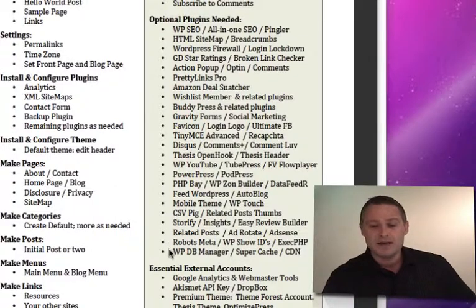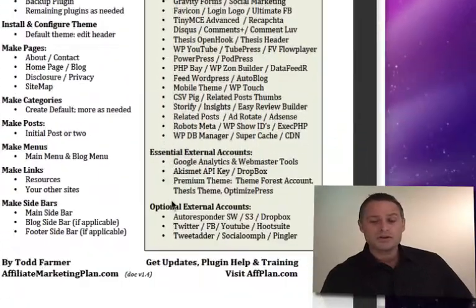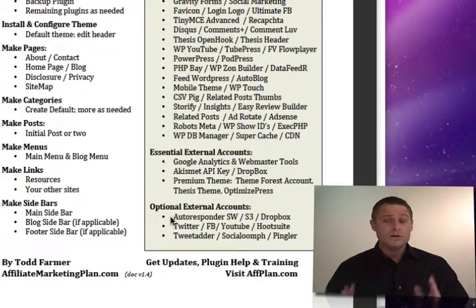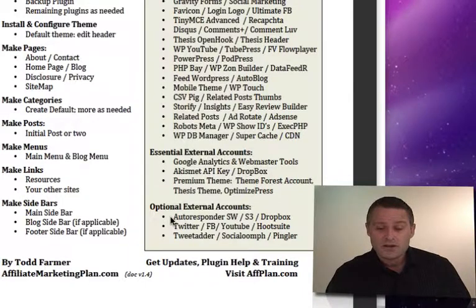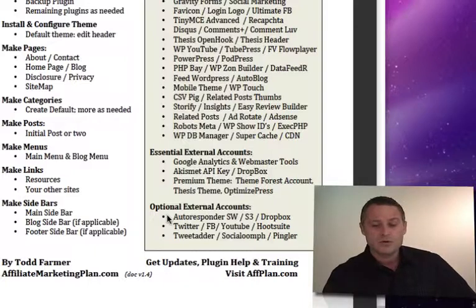Okay, WP DB Manager, Super Cache, and your content delivery network. These are also very good things, very important. Certainly the WP DB Manager, I like to have that around at all times to fix up my database. And okay, let's jump down to optional external accounts, and we're done with the overall tour. So the optional external accounts, you definitely want to get an autoresponder software like Aweber and iContact, and MailChimp to some degree as well.